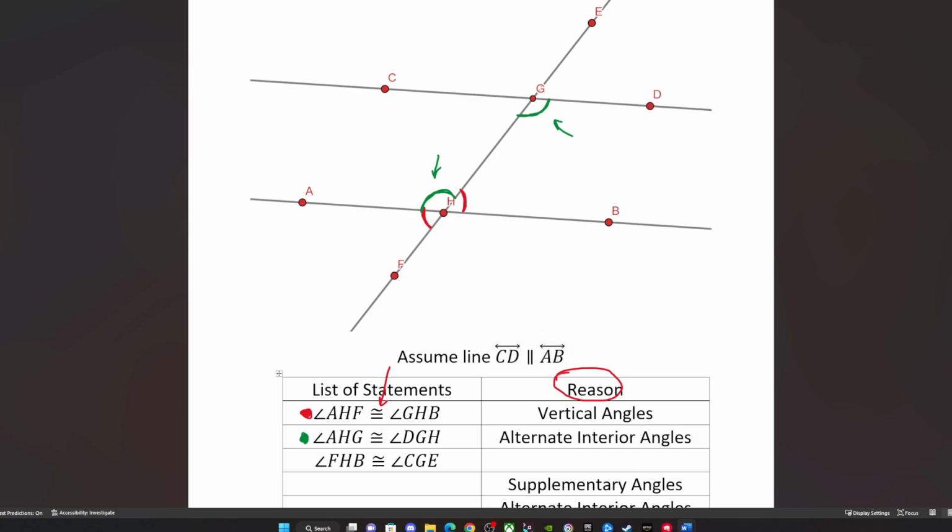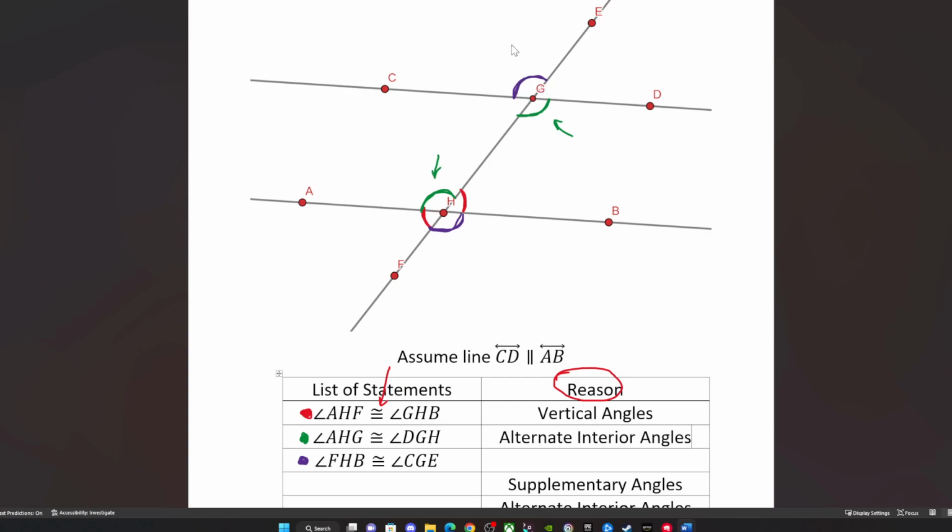All right, now the next set of angles that we have would be these angles right here. And that would be angle FHB. That would be this angle right here. So this angle is angle FHB. And the other angle is CGE. So C, G, and then E. So what would be the angle outside right here? CGE would be this angle.